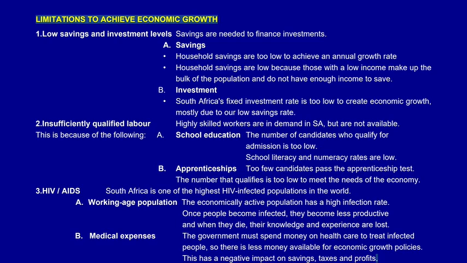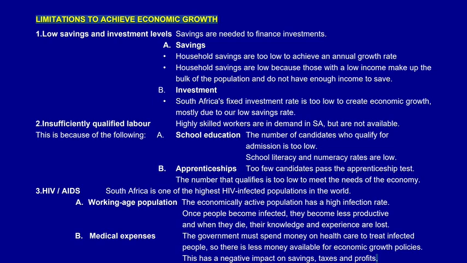Number three is HIV/AIDS. South Africa is one of the highest HIV-infected populations in the world. So the economically active population has a high infection rate. Once people become infected, they become less productive, and when they die, their knowledge and experience are lost. The government must spend money on healthcare to treat infected people, so there is less money available for economic growth policies. So this has a negative impact on savings, taxes, as well as profits.